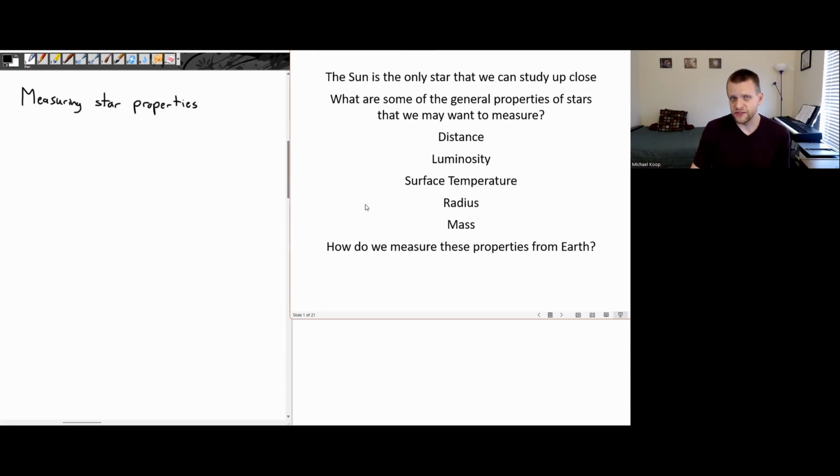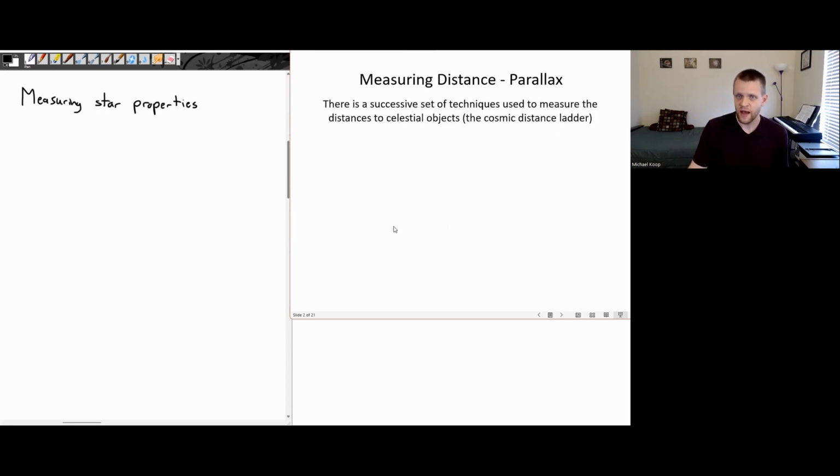So we're going to go through some of these properties and say, well, how can we actually measure these from the Earth? And we're going to start with talking about how do we measure stellar distances. There's actually a whole set of techniques that we can use to measure distances, and each technique allows us to measure the distances to further and further objects. We're going to talk about this at a number of different points throughout the course. For now, we're going to talk about measuring distances to relatively nearby stars.